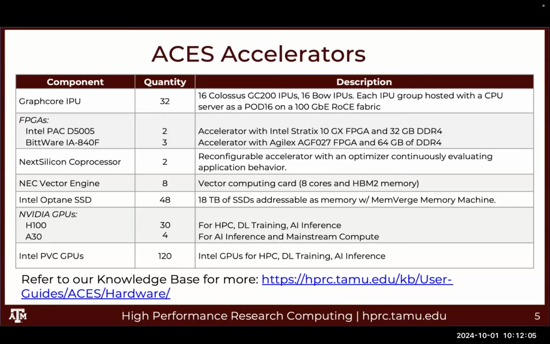And also we have NVIDIA GPUs. We have 30 NVIDIA H100 GPUs and 4 A30 GPUs. You can train or do inference with these GPUs. And also we have a lot of Intel PVC GPUs. Their official name is Intel Data Center Max 1100 GPUs. We have 120 of them, and they are also available for use now. If you want to migrate your workflow to Intel PVC GPUs, you can contact us and we will help you.